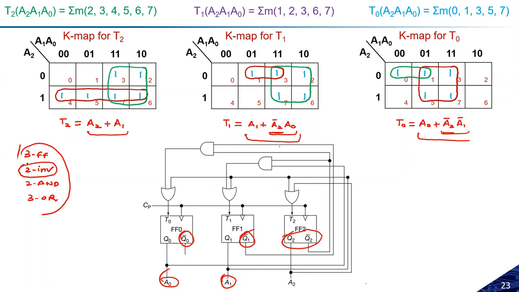In general, if I want to make it from the original outputs A0, A1, and A2, in that case I need all this hardware. But because in the flip-flop both the outputs are available, the complement and its true value, these two inverters are not needed. So I need only three flip-flops, two AND gates, and three OR gates. The two AND gates here, and the three OR gates here. So this is the hardware required to design this counter.